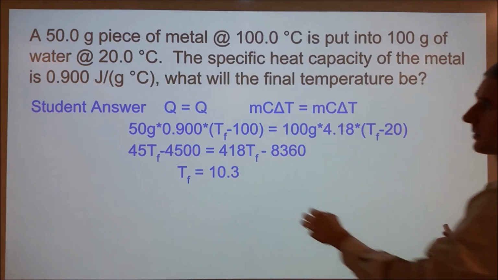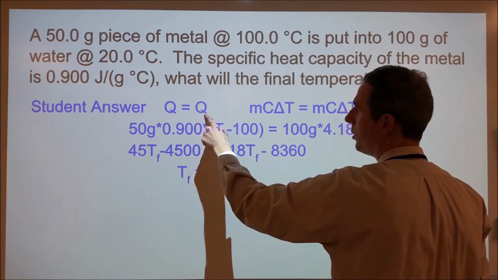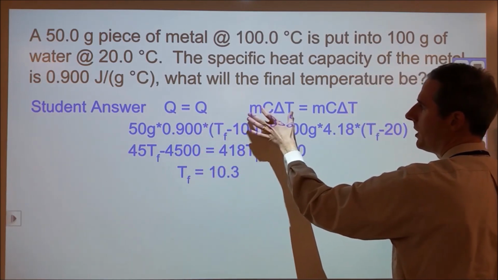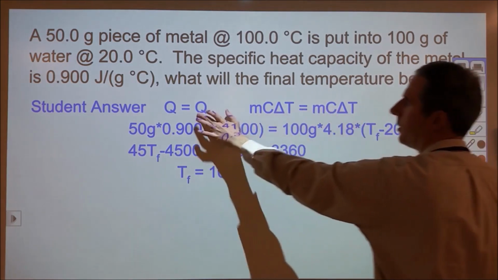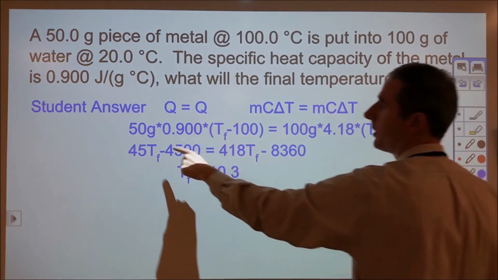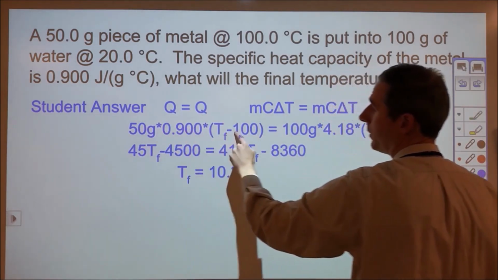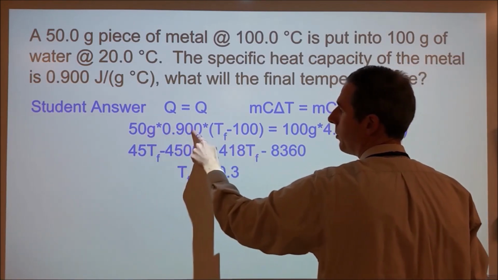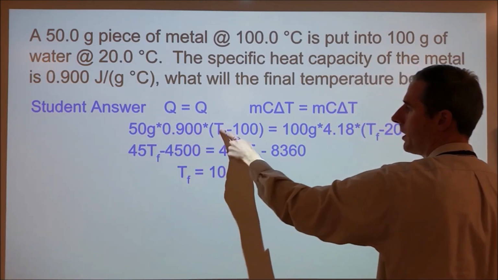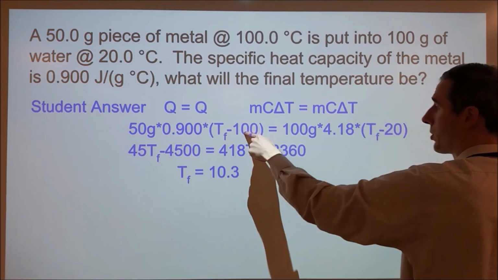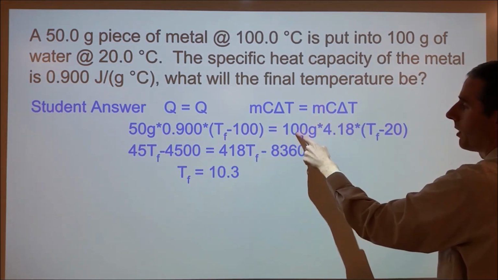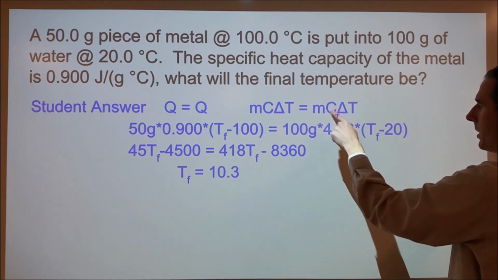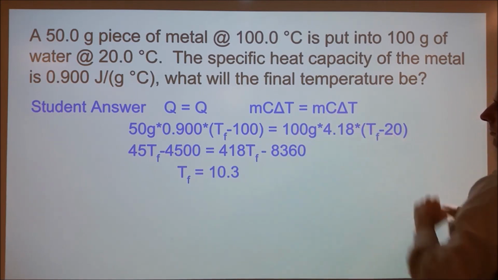Okay, so the student response: they set Q equal to Q. They plugged in mCΔT, or MCAT, as I like to call it, for the one Q, and mCΔT for the other Q. They then plugged in all of the metallic stuff over here: 50 grams, 0.9 for the specific heat capacity, final temperature minus the initial temperature. Then all of the water information is plugged in here: 100 grams, 4.18 for specific heat, final temperature minus 20 degrees.